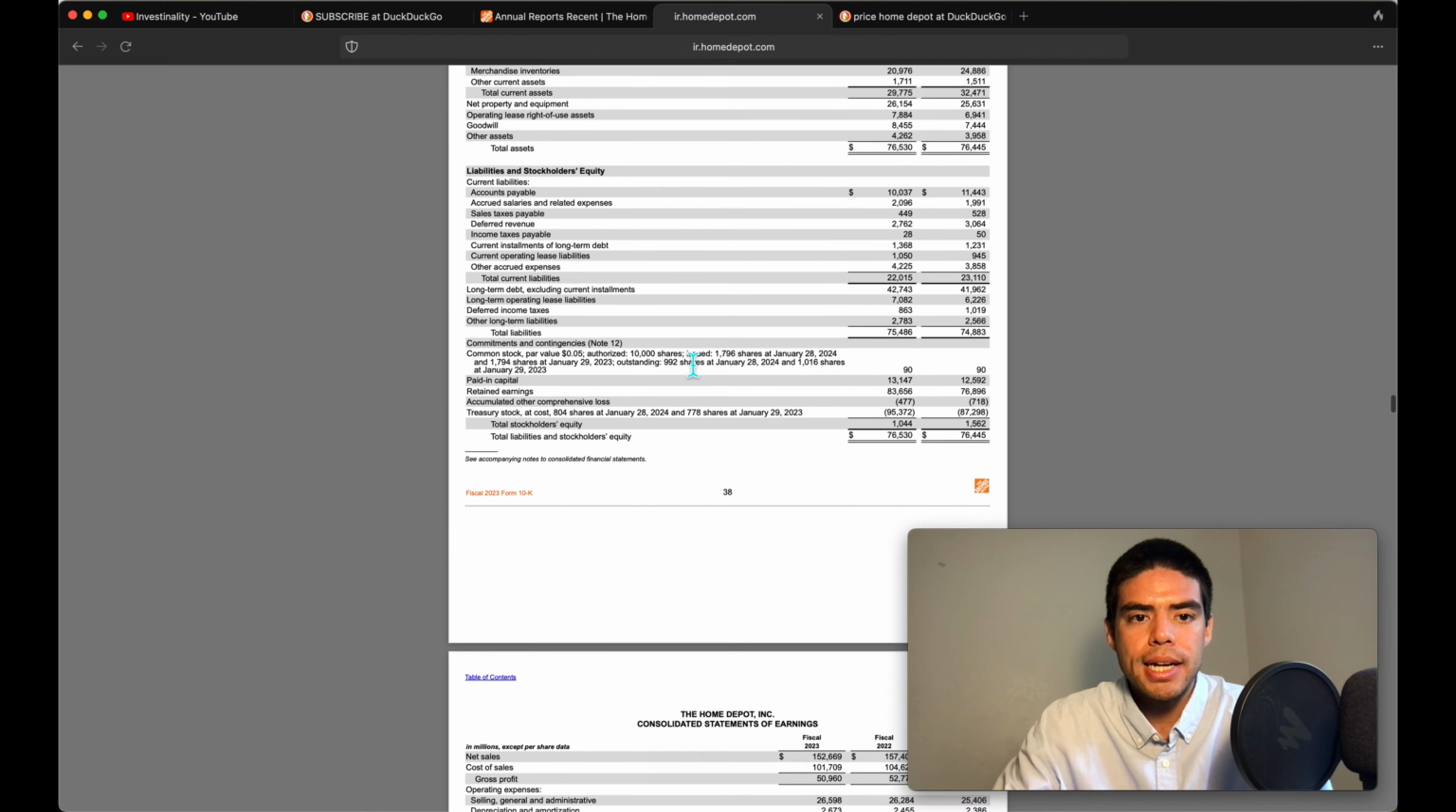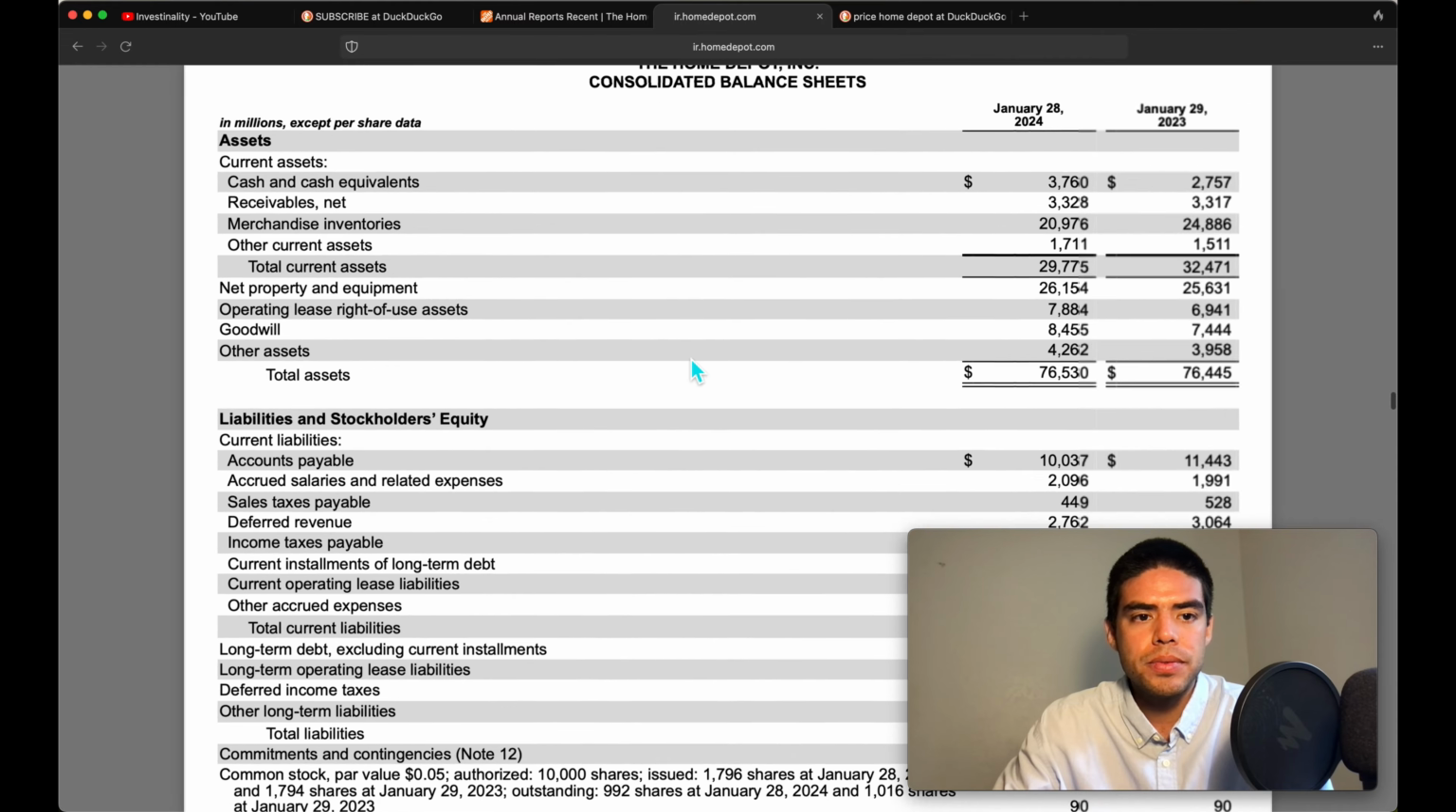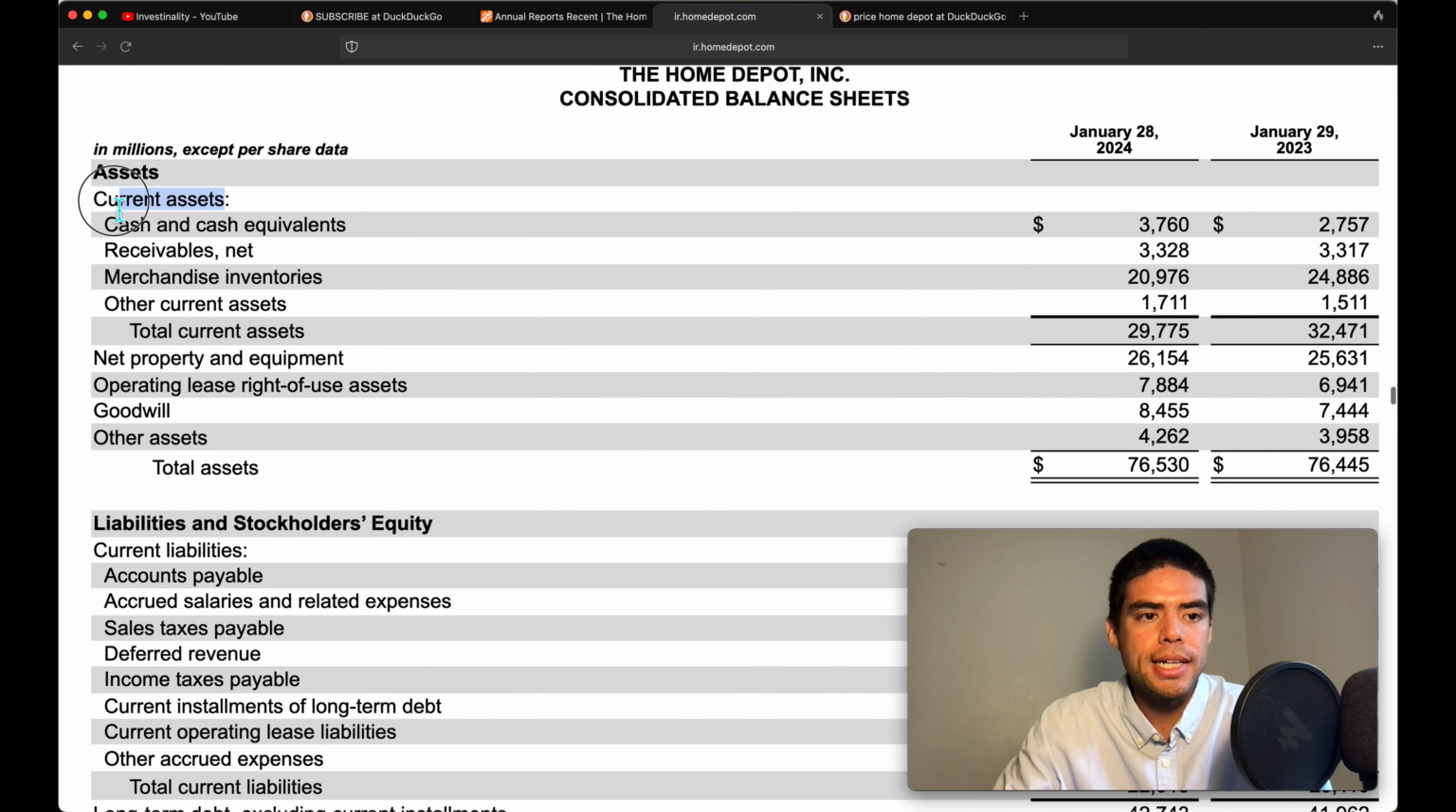So in order to find assets, we're going to see right here, we have the current assets and cash, which is the cash that value that we're looking for. Cash and cash equivalents was $3,760 million. Now that we have the 3 values, let's walk through the calculation together.